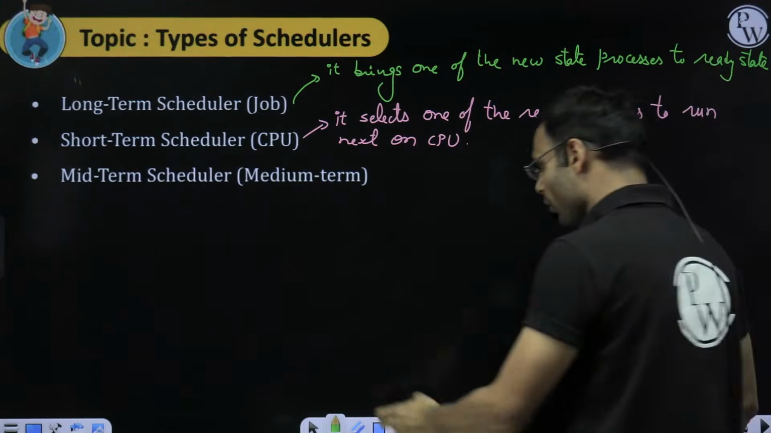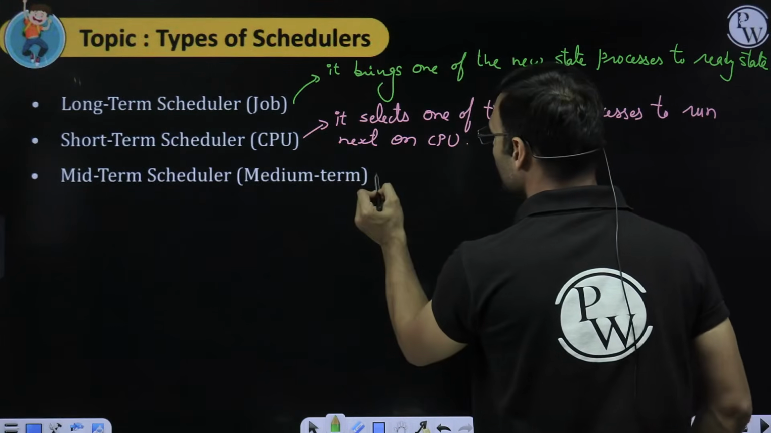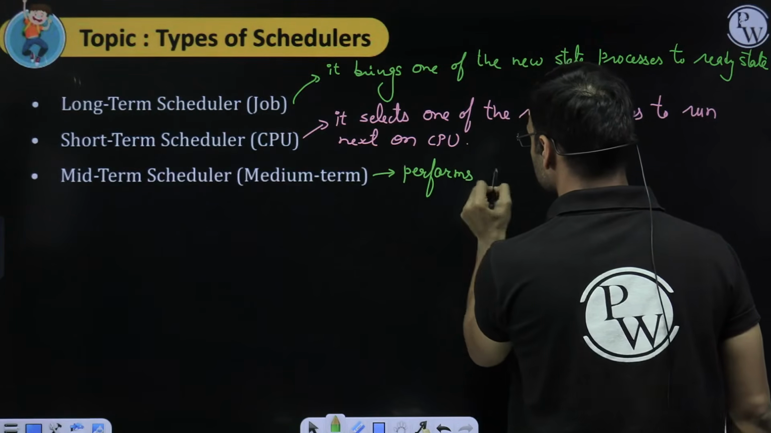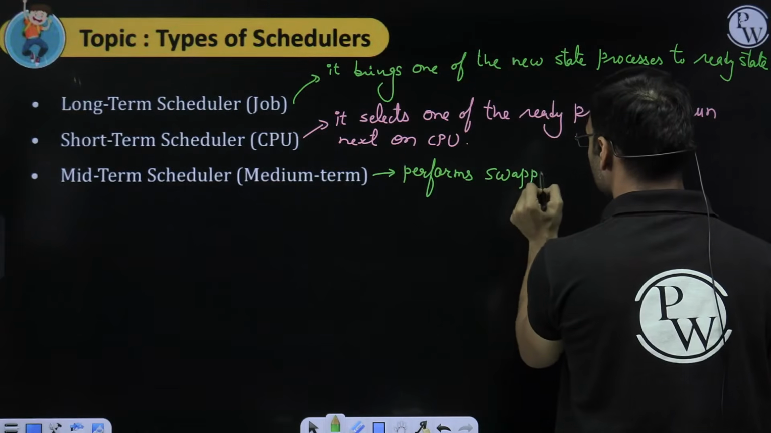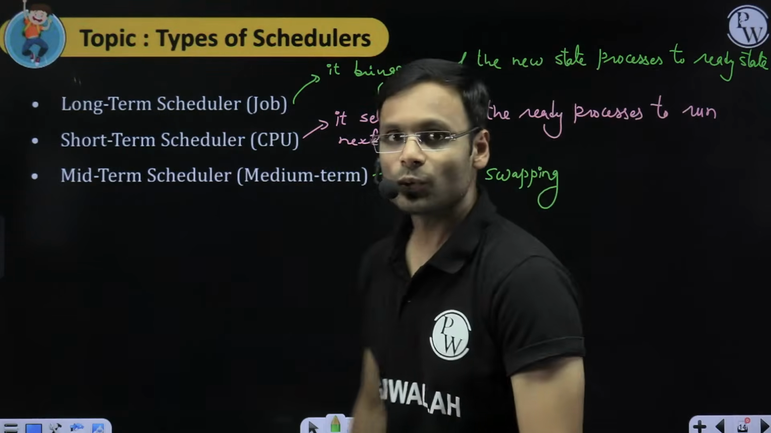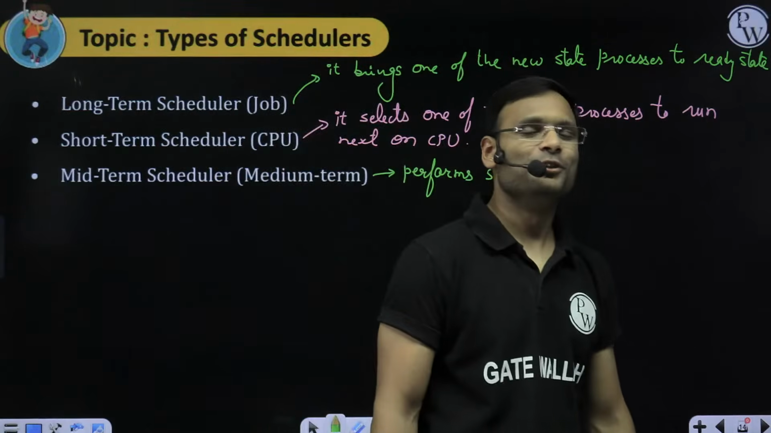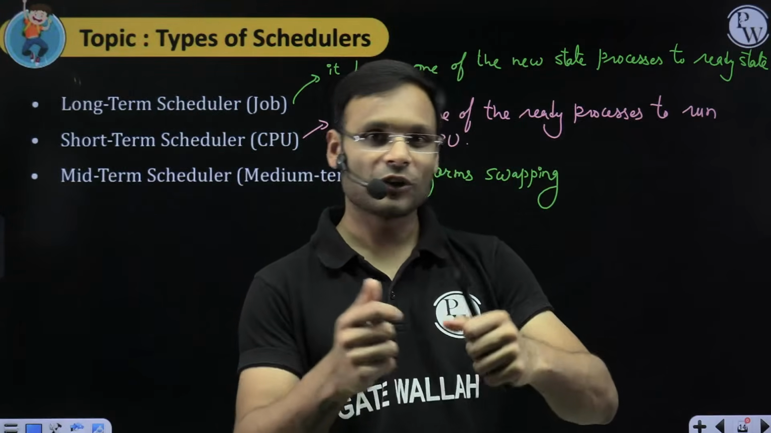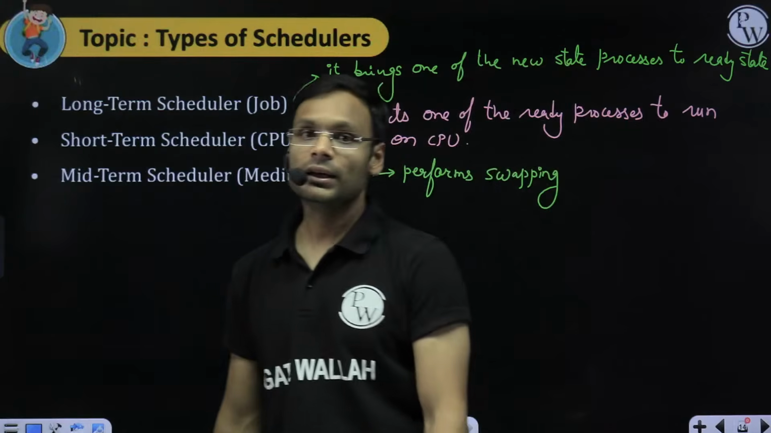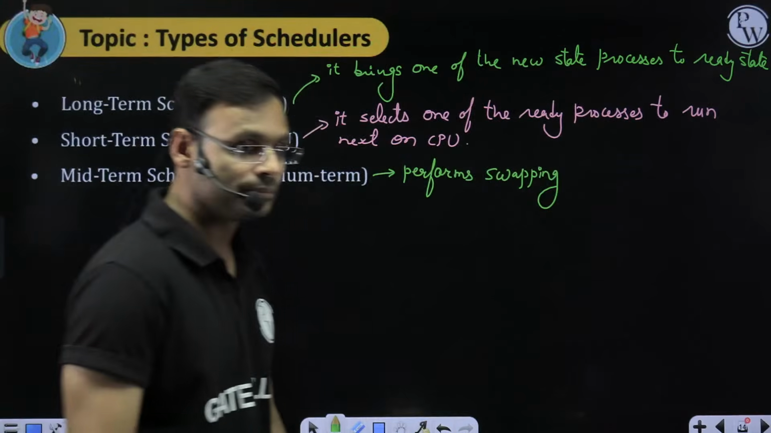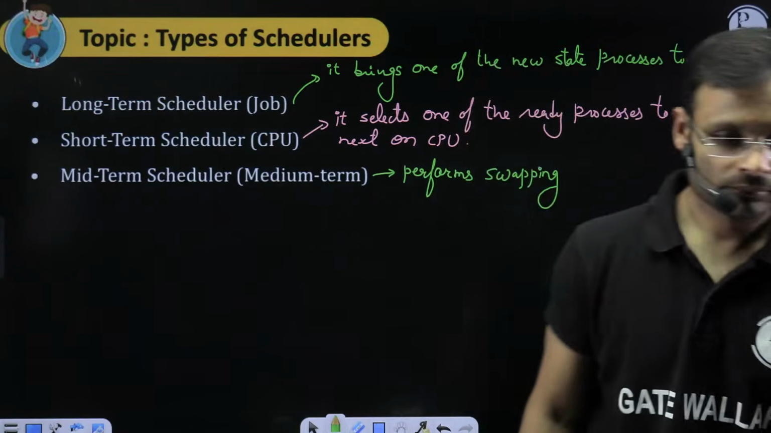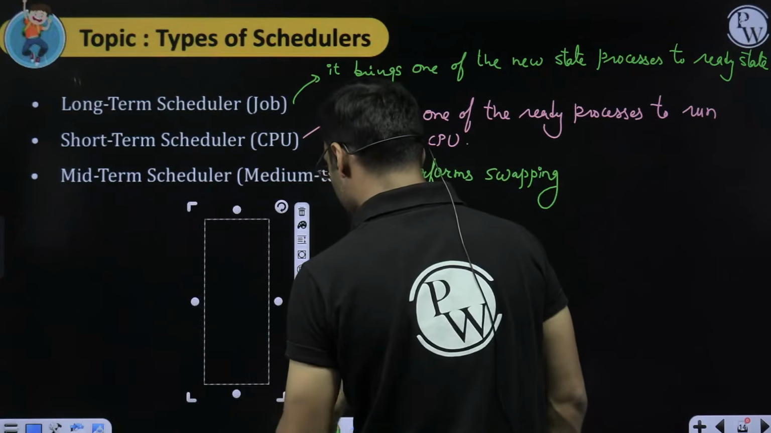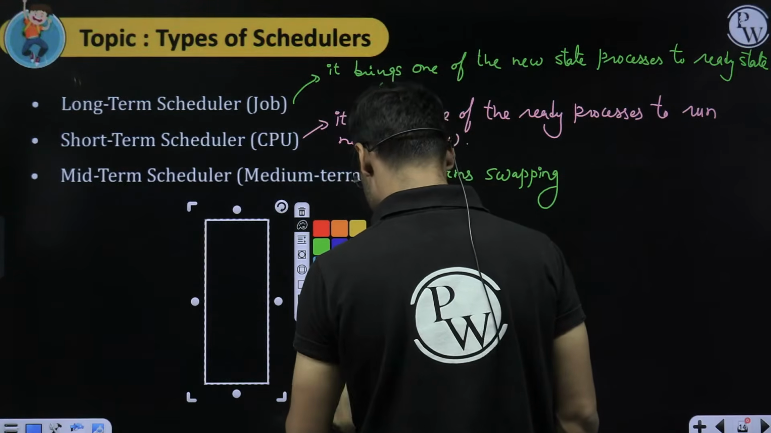And what is this medium or mid-term scheduler? The mid-term scheduler performs swapping. And for that, we need a person who plays games on the phone. Do we have any person who plays heavy games? Heavy means a very big game which takes a lot of processing and a lot of RAM. Do we have any person in the class who plays or has ever played games on the phone? Okay, look at this. Let me explain the concept.